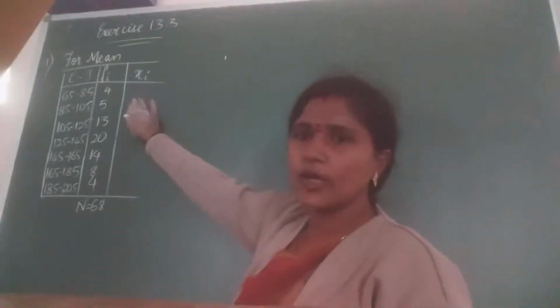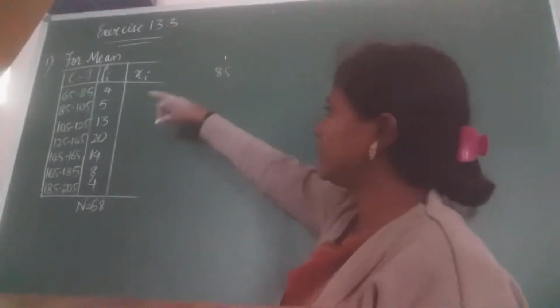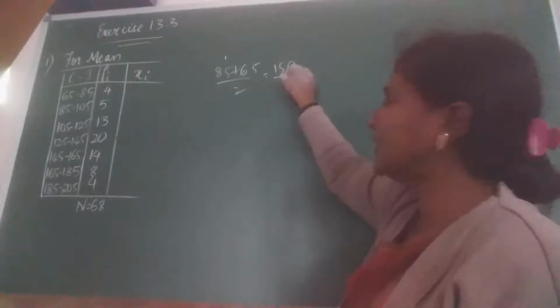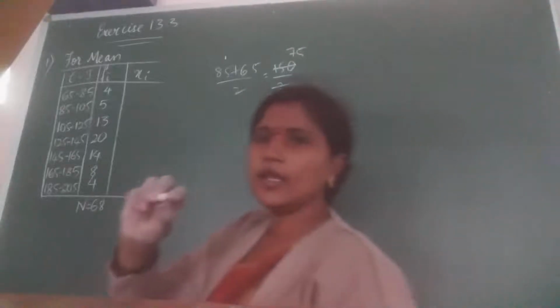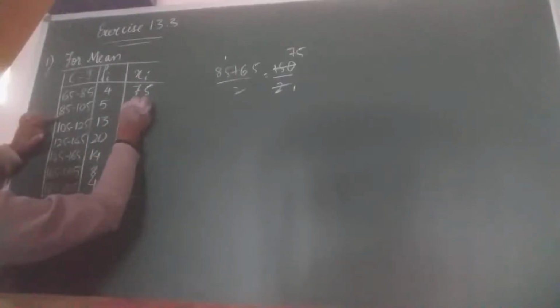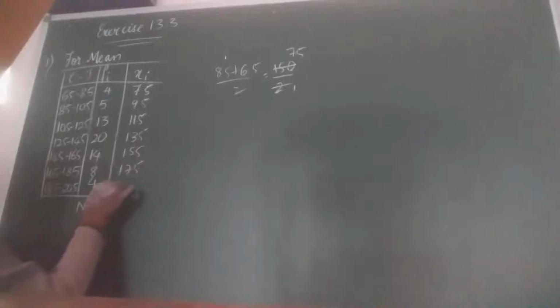The next column here is xi. Xi is nothing but the class mark. Class mark is nothing but upper limit plus lower limit divided by 2. That is 150 divided by 2, that is 75, which is the class mark. The next class marks are 95, 115, 135, 155, 175, and 195. This is the class mark column.